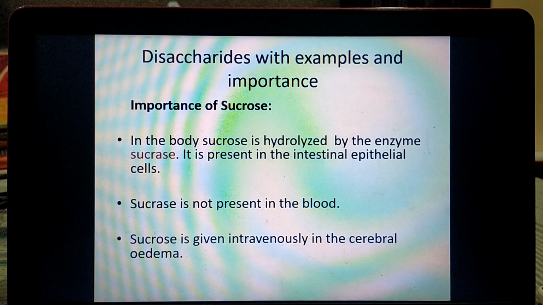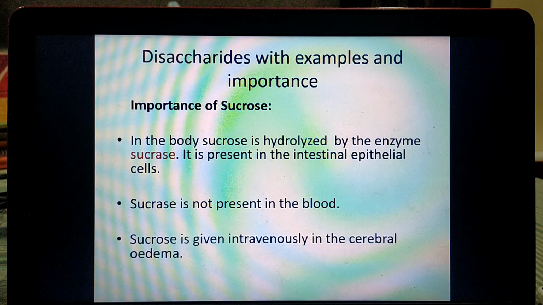Now the importance of sucrose. In our body, sucrose is digested or hydrolyzed by an enzyme called sucrase. It is present in the intestinal epithelial cells. Sucrose is not present in the blood. Therefore, intravenous infusion of sucrose does not get digested in the blood, and this sucrose will remain in the blood for a long period of time until the kidney filters it and excretes it.